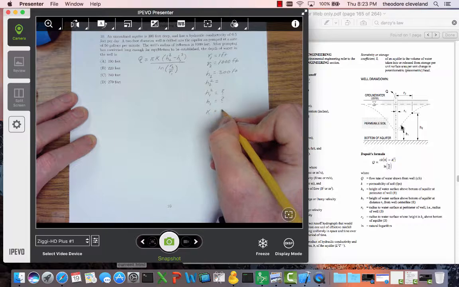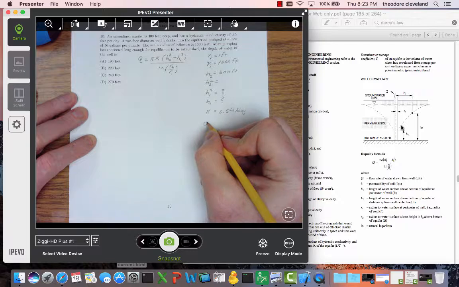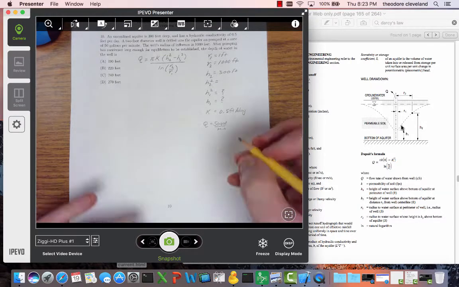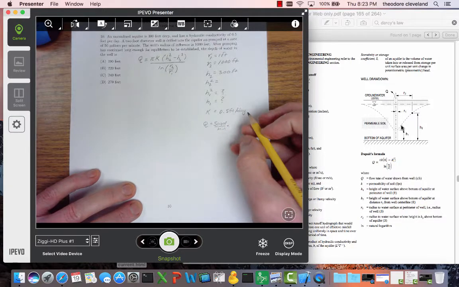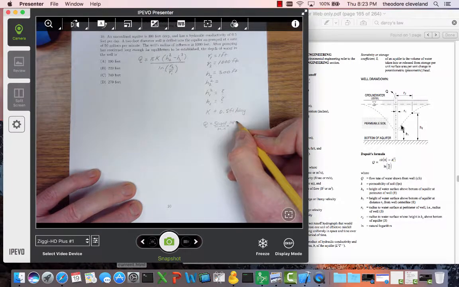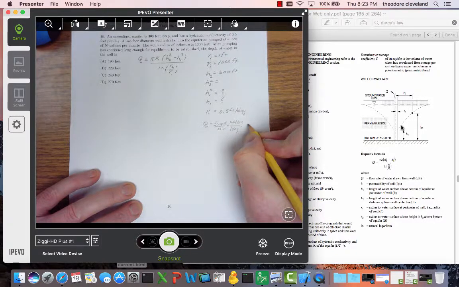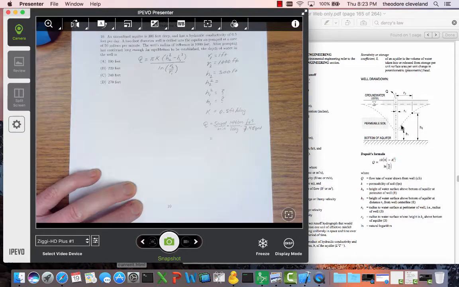K is given to us as 0.5 feet per day. Q is 50 gallons per minute. We're going to need that in cubic feet per day so that all the dimensions are correct. So we'll go ahead and make that conversion now. 1,440 minutes in 1 day, feet cubed, 7.48 gallons in a cubic foot.